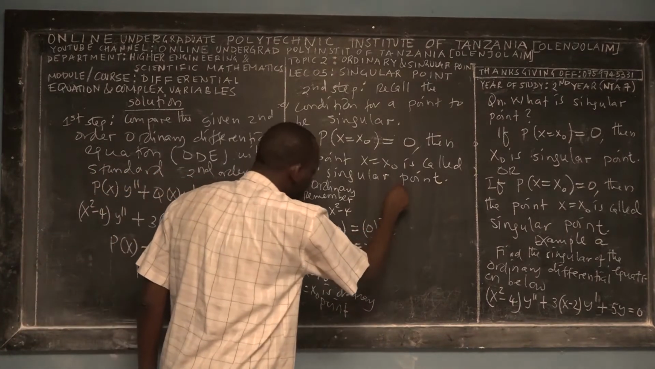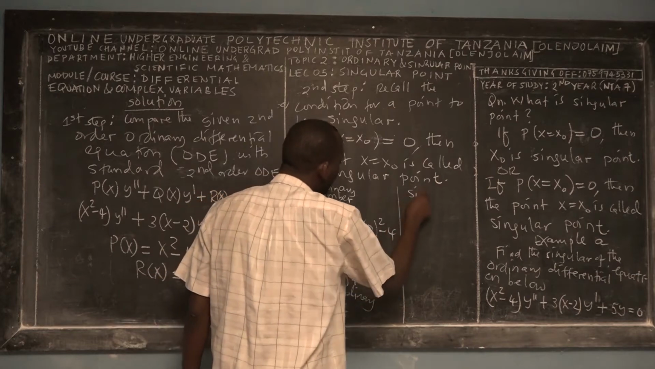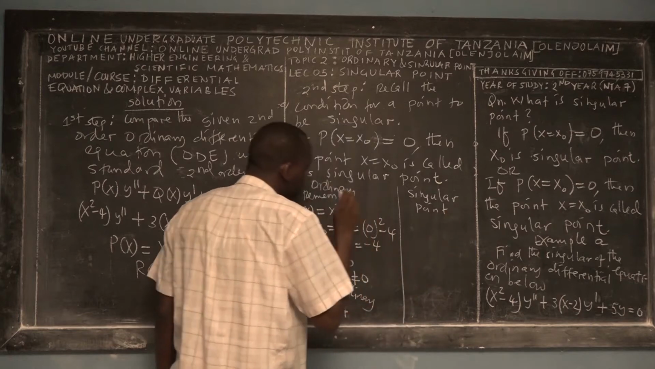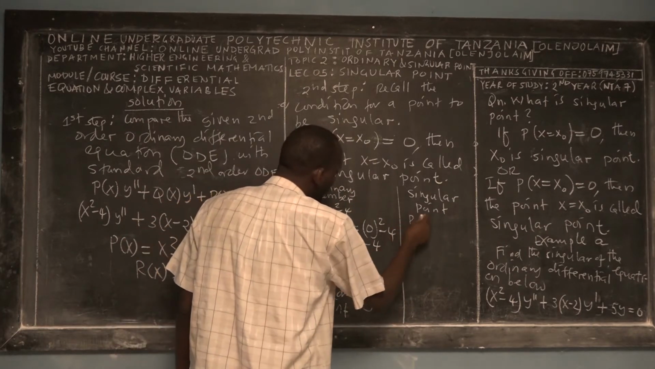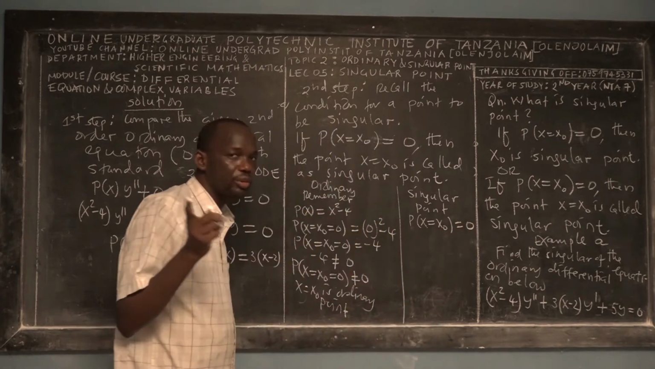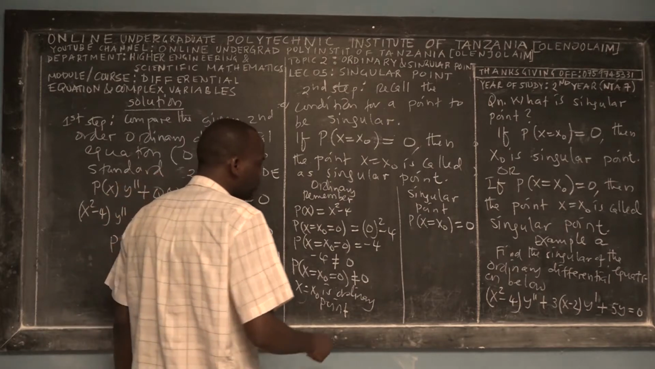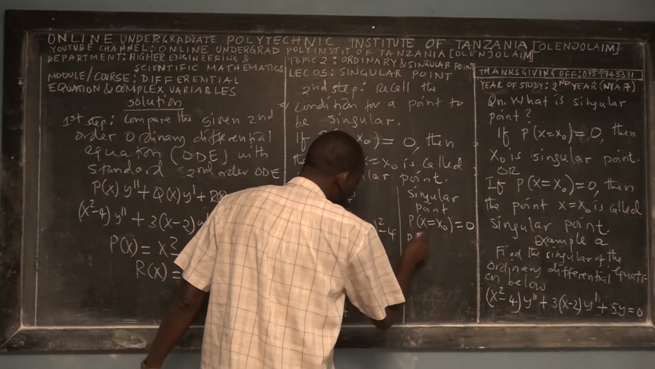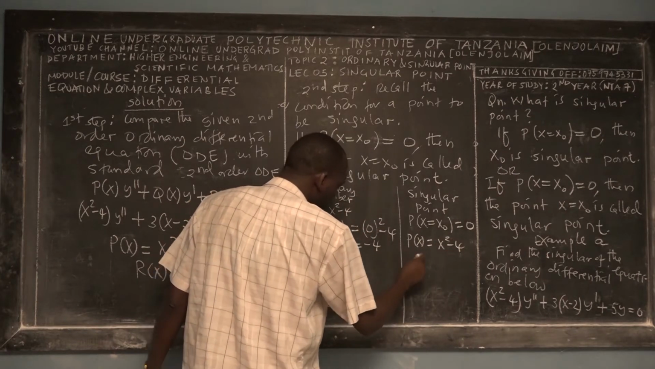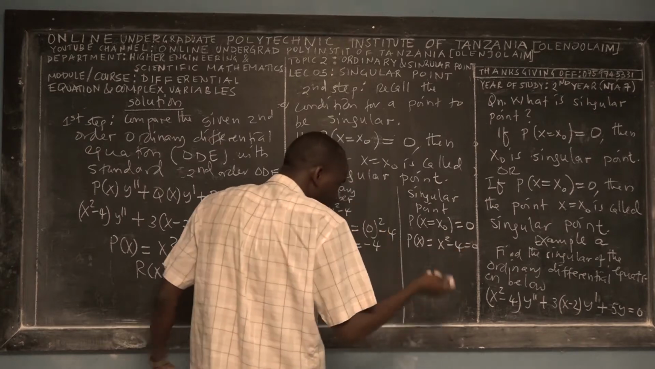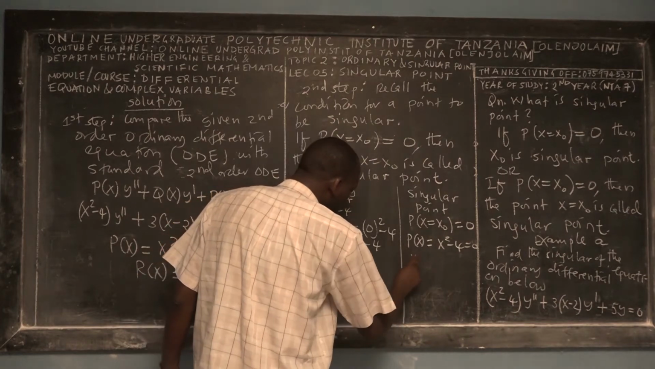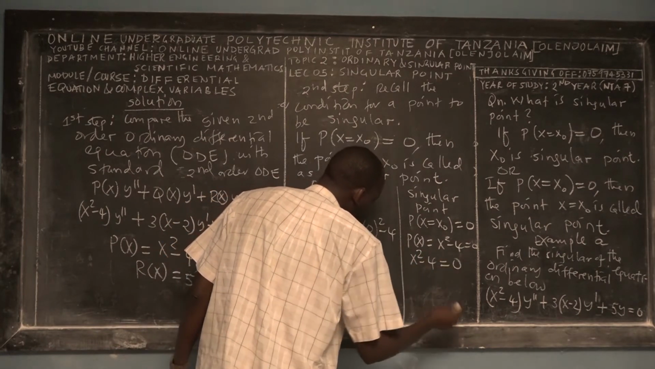Now I have new information on how we can find the singular point by using the theorem stated above. For a singular point, P of x at x naught should be equal to 0. So what is P of x of the equation? P of x we have been given is equal to x squared minus 4. This should be equal to 0 for the point x equal to x naught to be a singular point.